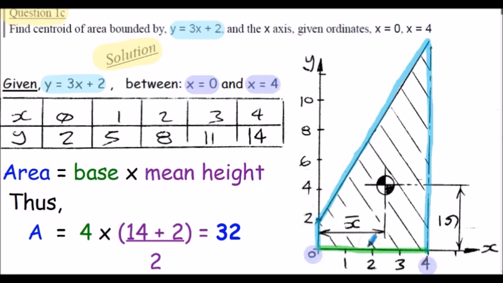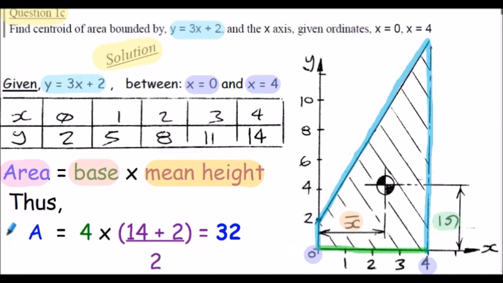And we need to calculate both the x bar and the y bar. Remember, the x bar is measured from the vertical y-axis and the y bar is measured from the horizontal x-axis. See here I've calculated the area using our standard formula of base multiplied by mean height. That's how we calculate the area of a trapezium, which is the shape we have here.